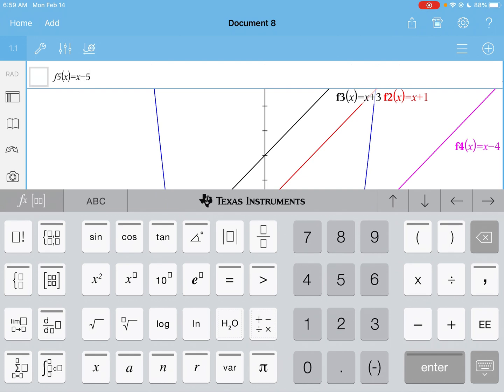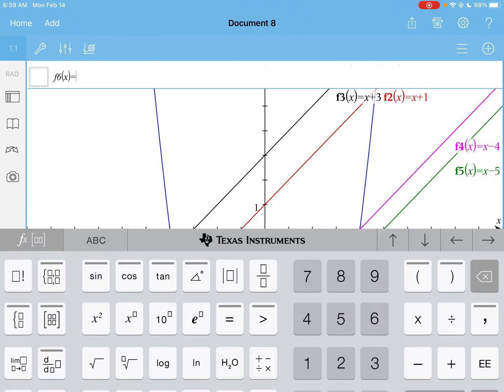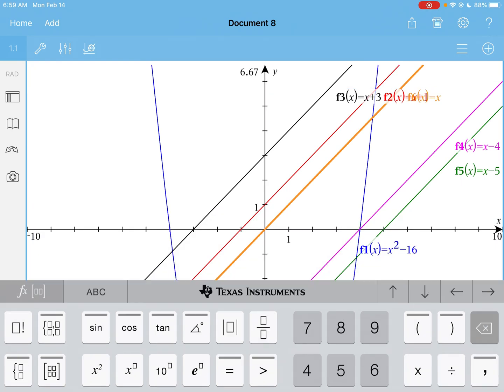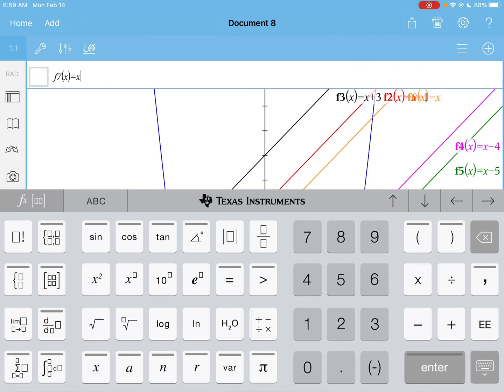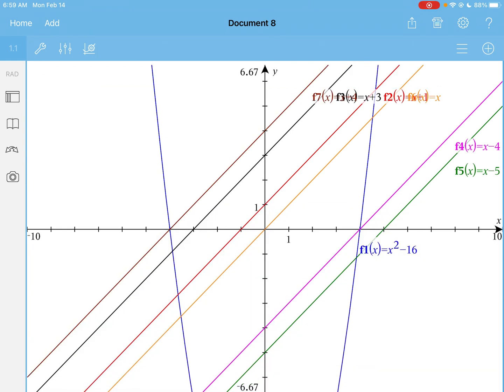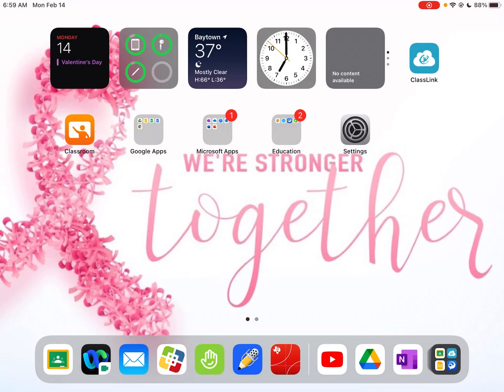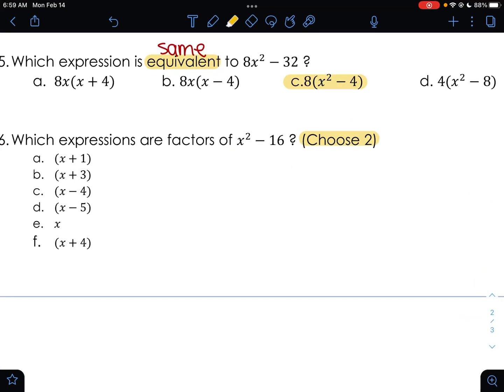So x minus 4 is one of our answers. X minus 5 does not work. We have x. X does not work. And then last but not least, we have x plus 4. So we have x plus 4 and x minus 4 as our answers.